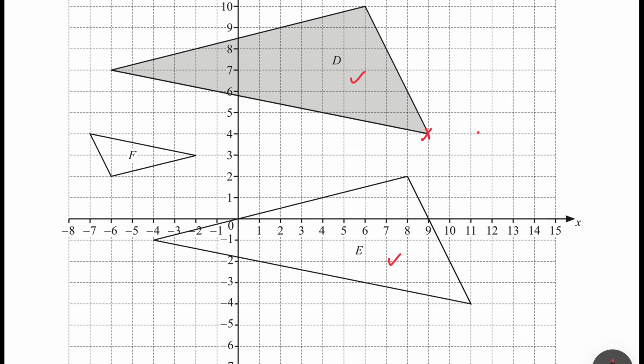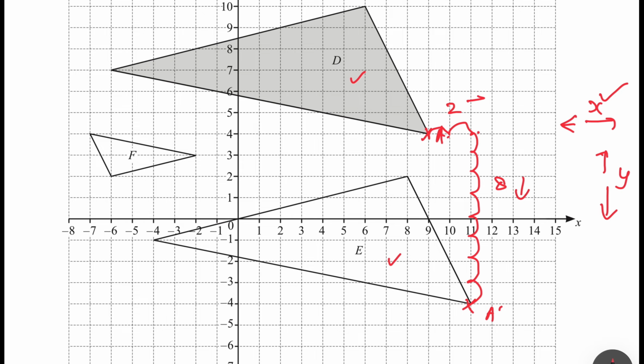So right or left movement is for x, and up and down is for y. So first we will look for the x. This point came over here, right? If this is A and this is A dash, so to move from here we moved 2 squares right, and then 8 squares down. So this is 2 right and 8 down.